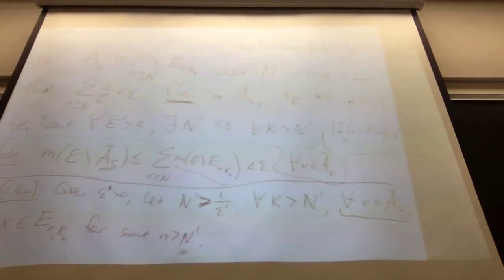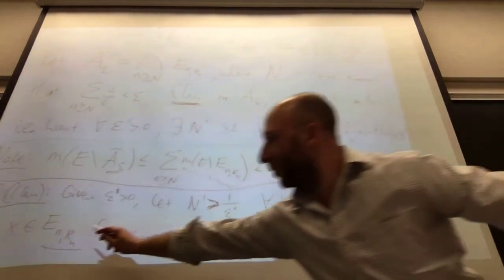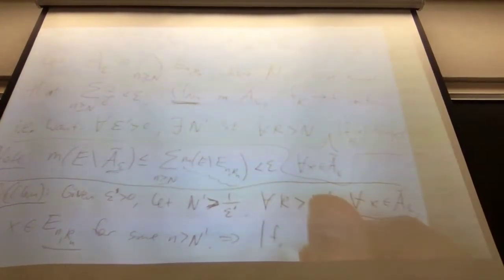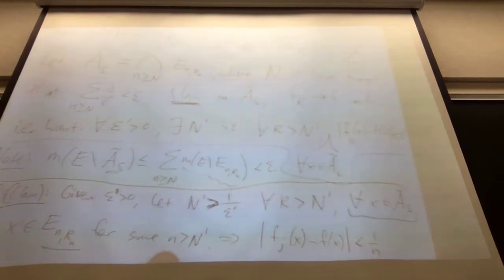And what that means, which implies that, the definition of being in this set is that you differ by at most 1 over n. The definition of being in this set is that f_j of x, or f_k of x minus f of x, differs by 1 over n, which is bounded by 1 over n prime, which is bounded by epsilon prime.